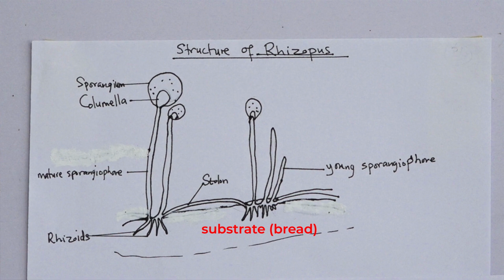All right, these rhizoids are in the bread, and this is another sporangiophore and sporangium. This part of the sporangium is called a columella. It supports the sporangium. So simply, this is a Rhizopus.